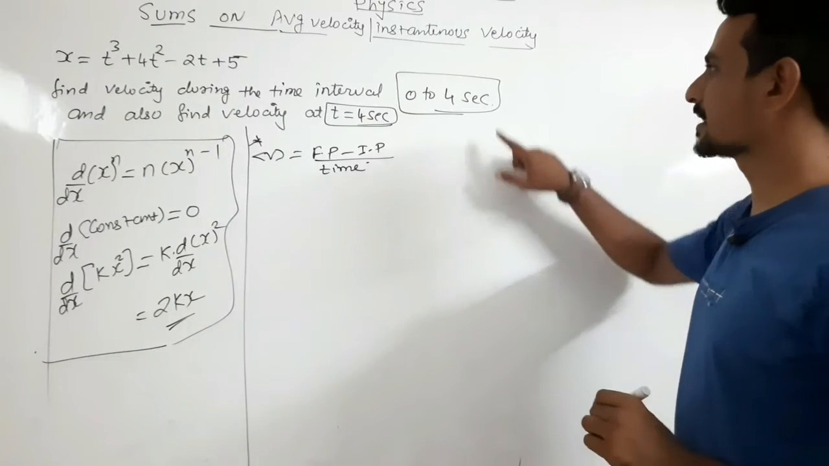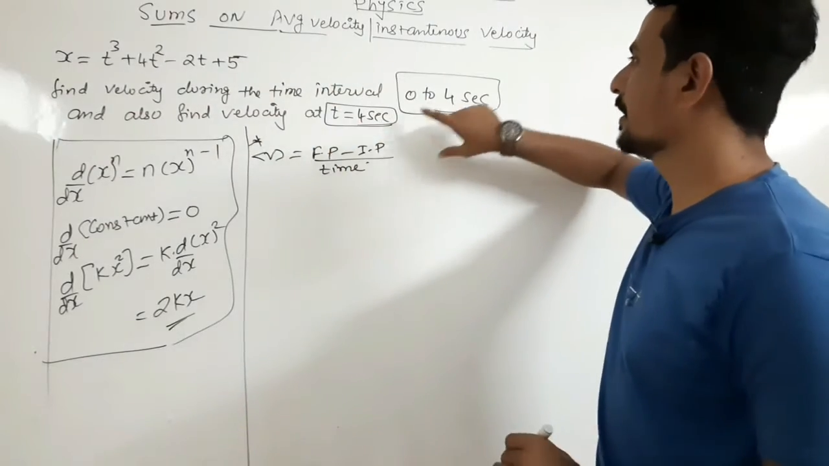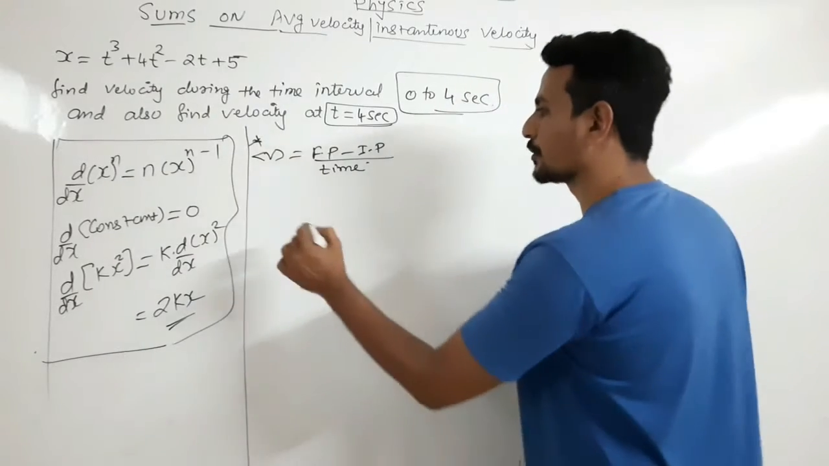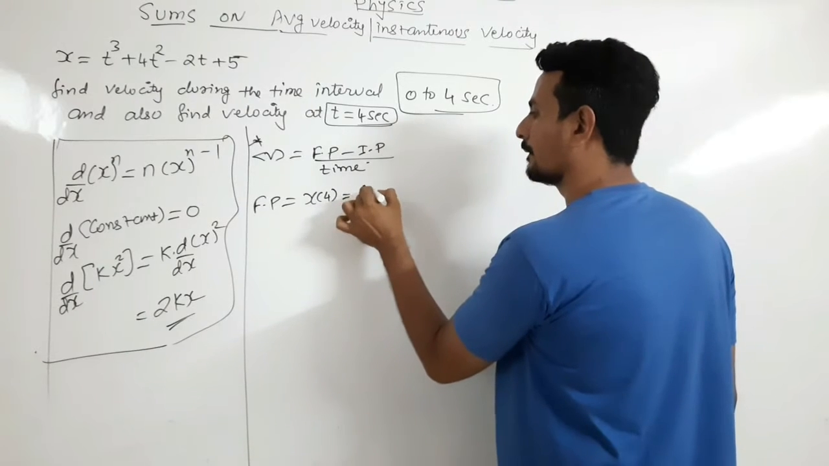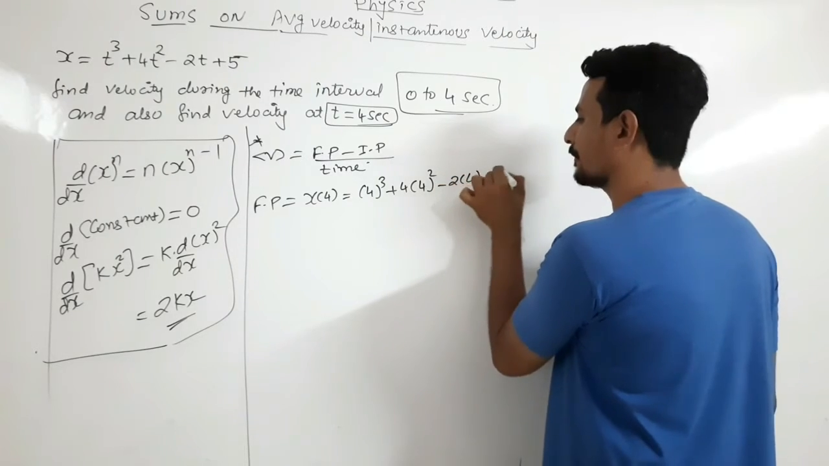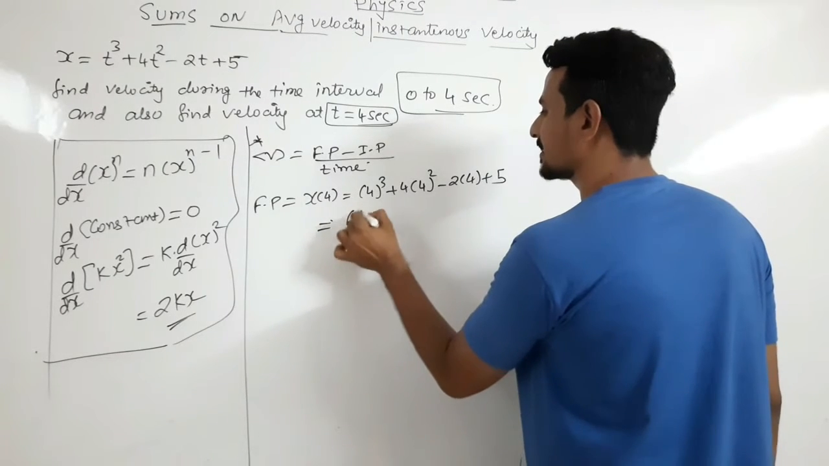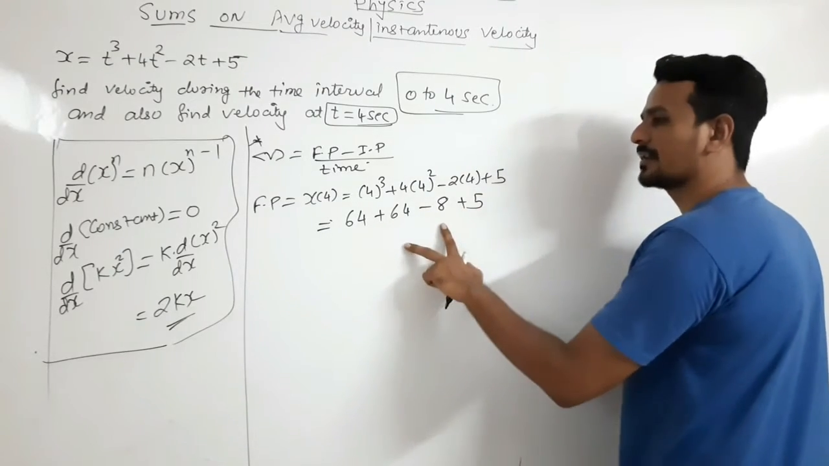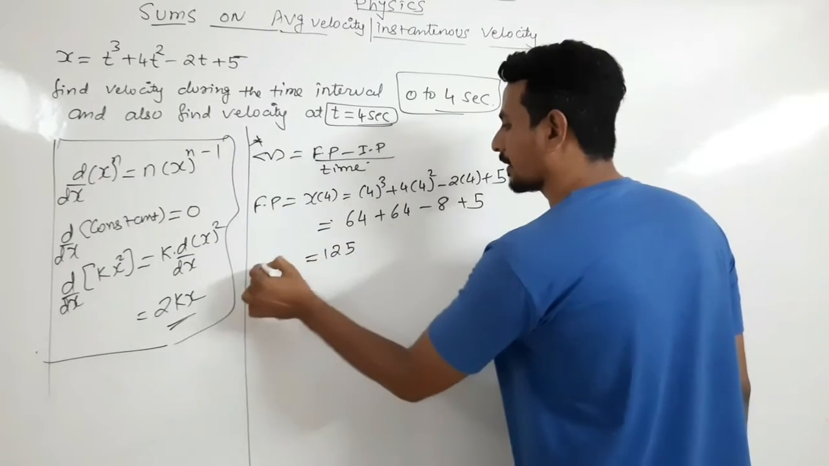By substituting t equals 4 in this equation, you will have the final position. By substituting t equals 0, you will have the initial position. So the final position of the object is x of 4, which is 4 cube plus 4 into 4 square minus 2 into 4 plus 5. This is 64 plus 64 minus 8 plus 5. So it is 128 minus 8, 120, plus 5. So the final position is 125.